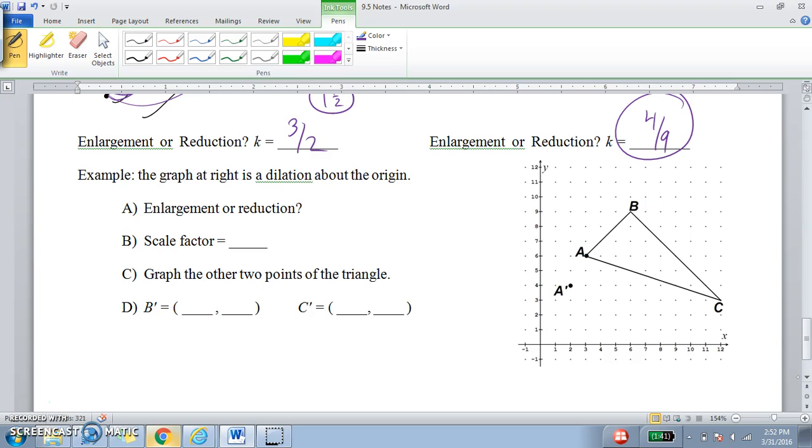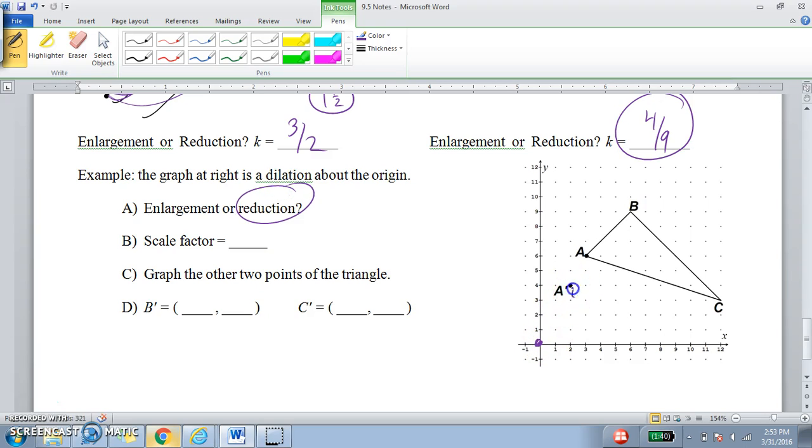All right, last example, it says the graph at the right is a dilation about the origin. So it only gives us A prime. It doesn't give us B prime and C prime. We're going to have to find those. So first of all, is it an enlargement or a reduction? Well, it's definitely a reduction because this A prime is closer to the origin than A is. So it's definitely a reduction. It's getting smaller.